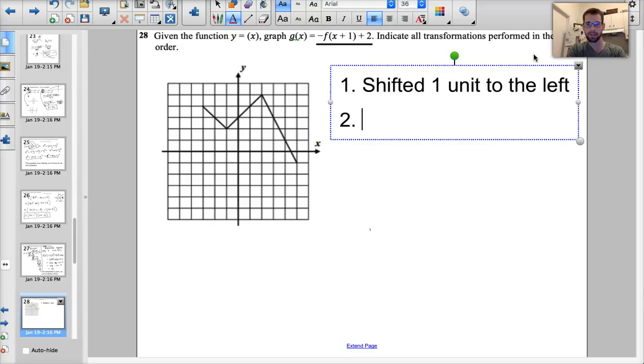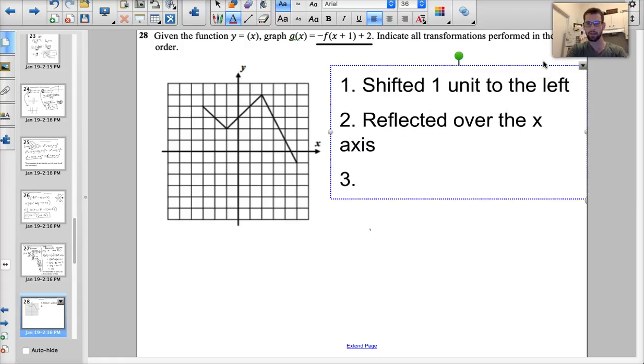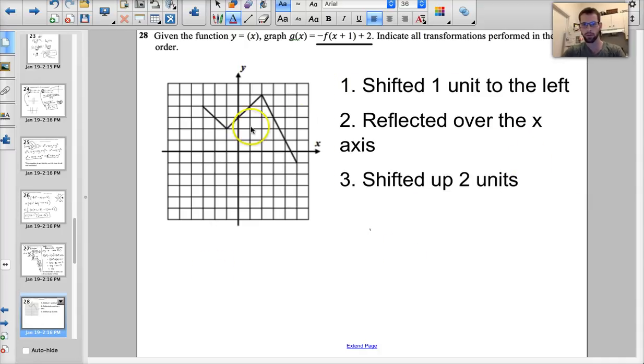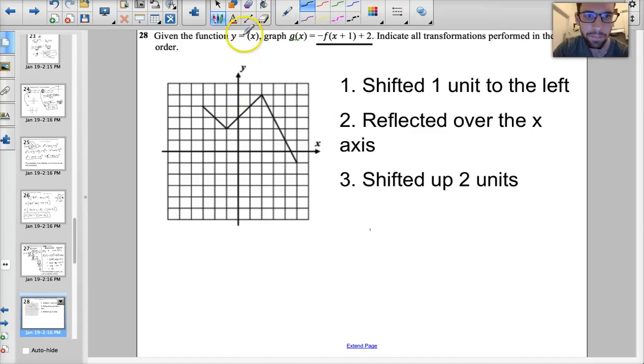Next up, I see I've got that negative sign in front, which means it's going to be reflected over the x-axis. And then the third transformation is it's getting shifted up 2 units. All right, so those are my 3 transformations. Now I am going to do it. So I'm going to take this point, this point, this point, and this point, and I'm going to transform them.